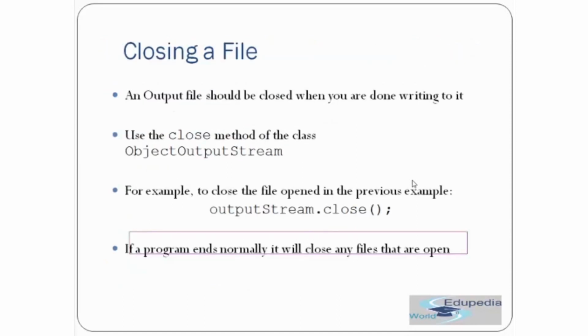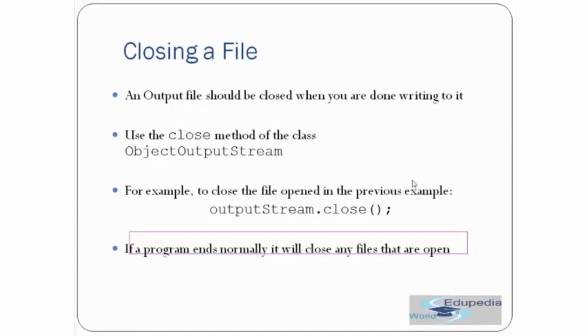Okay. Now, closing a file. We have seen that we need to close a file, so we even need to close the ObjectOutputStream. The output file should be closed when you are done writing to it. So use the close method on the ObjectOutputStream object. For example, to close the file opened in the previous example, use outputStream.close.